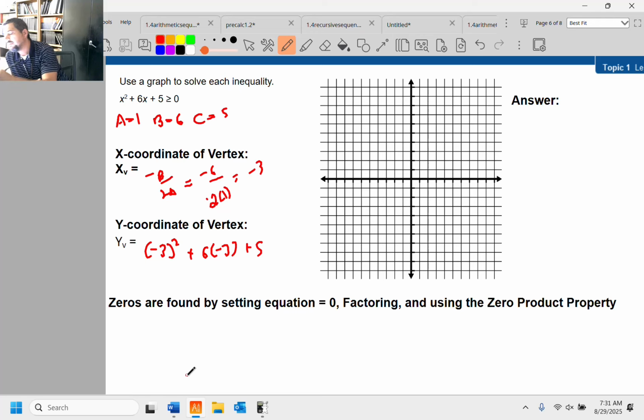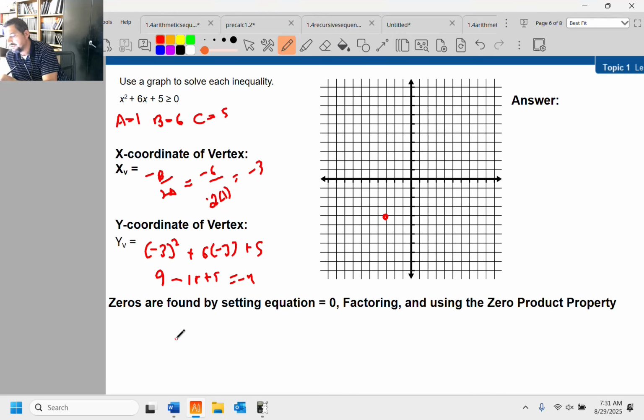-3 squared is 9. We're going to take away 18 and add 5 back. 9 and 5 makes 14. Take away 18, you get -4. This one has a vertex at -3, -4. So left 3, fall 4 is my vertex.